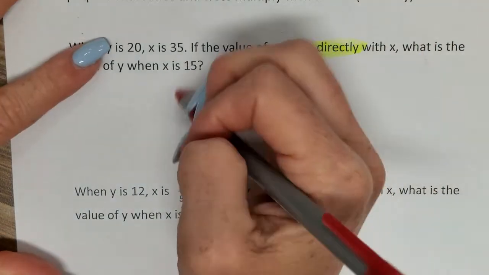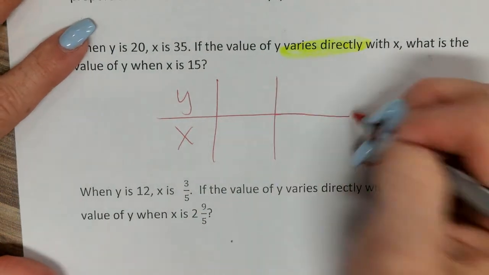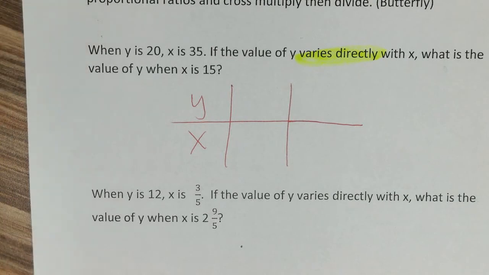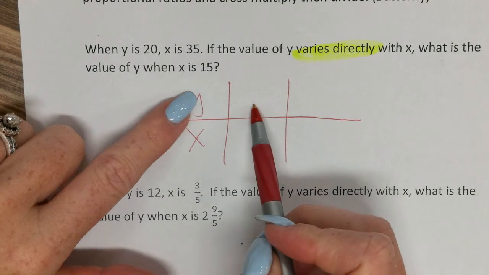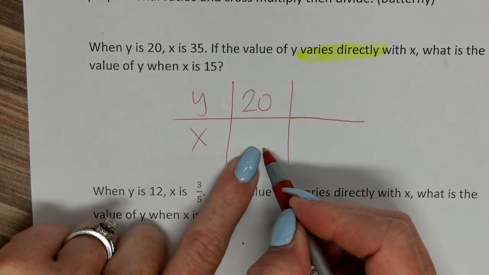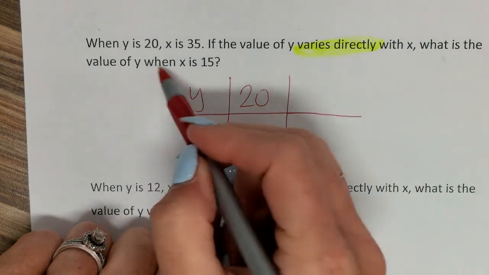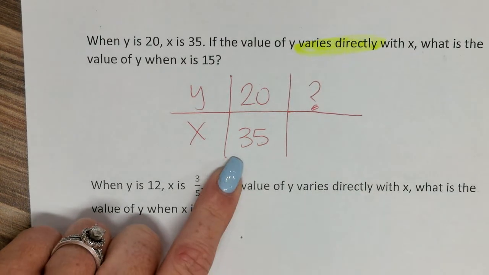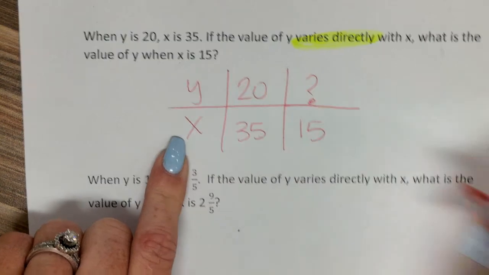I'm going to go just like this. I'm comparing x and y, and I'm going to make a box. Everybody go make a box on your paper. What am I going to put here for this y? Because it says y is 20. What am I going to put here for x? 35. Then it says, what is y? So I don't know. That's my question mark. When x is 15. So here's x. 15 is going to go there.